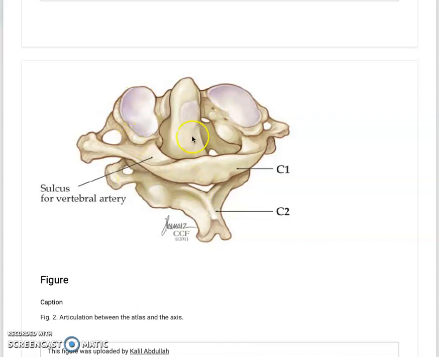The axis has this peg sticking up through it that enables side-to-side rotation. So it twists around in relation to the other vertebra. In combination, these two vertebrae allow up and down nodding of the head and side-to-side twisting of the head. And so that allows mammals to have a wide range of motion, but to have it carefully controlled. So it's not like it's flopping around and able to move in any direction. It's very, very carefully controlled.